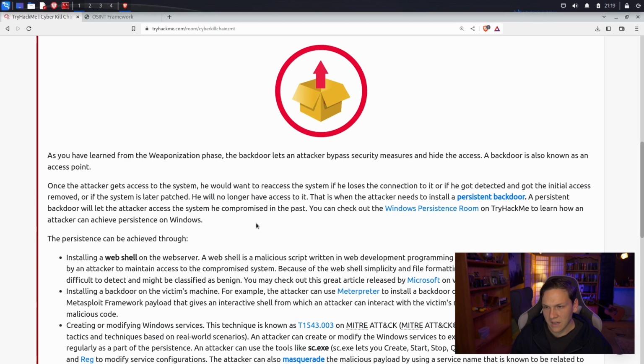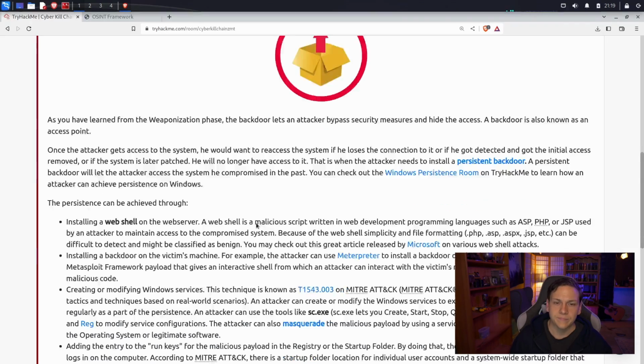That is when the attacker needs to install a persistent backdoor. A persistent backdoor will let the attacker access the system he compromised in the past. You can check out the Windows Persistence room on TryHackMe to learn how an attacker can achieve persistence on Windows.